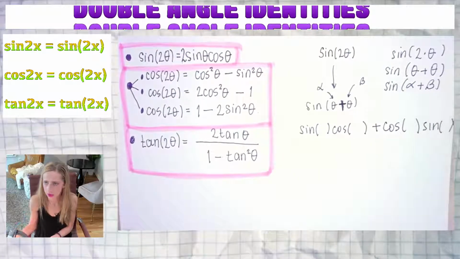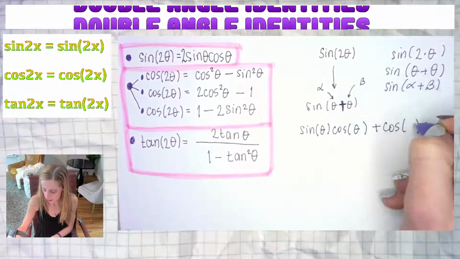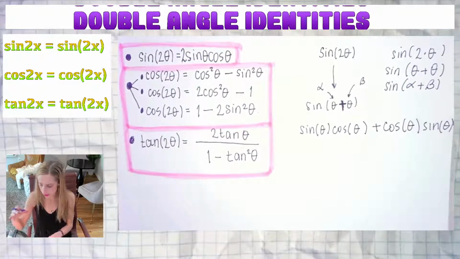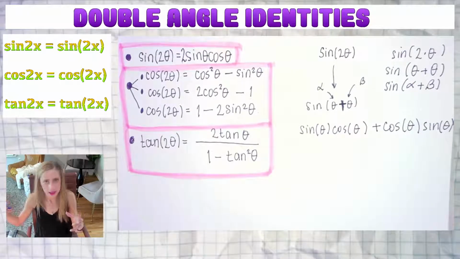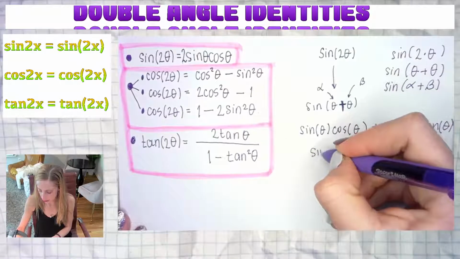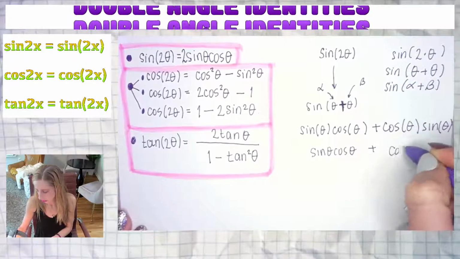Sorry, scooch that over. Now, what are alpha and beta? They're all theta. Do I need these parentheses? No, I was just leaving it blank to show you the structure of the identity from our previous section. So cleaning it up without parentheses: sine theta cosine theta plus cosine theta sine theta.